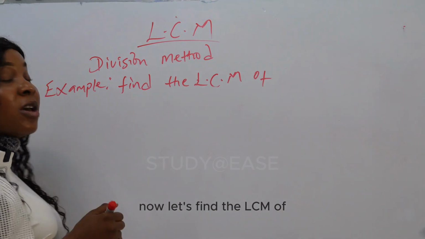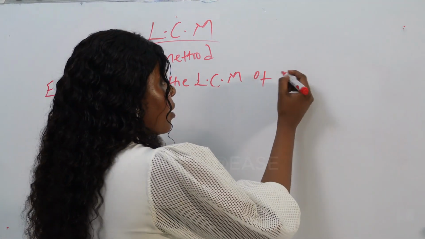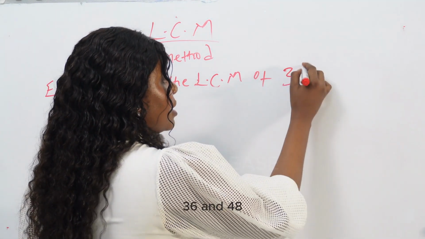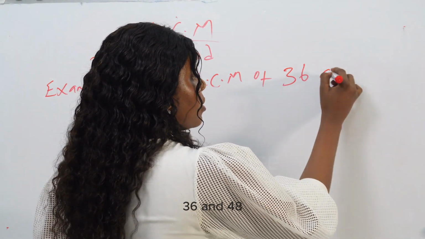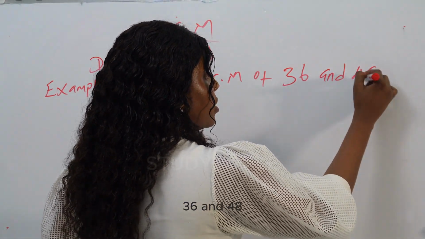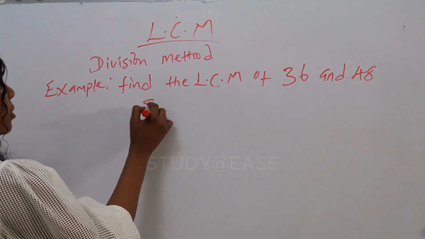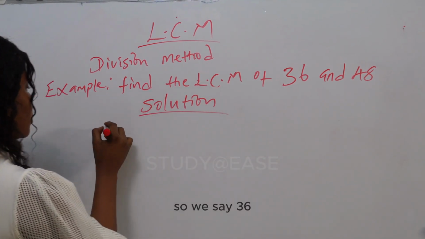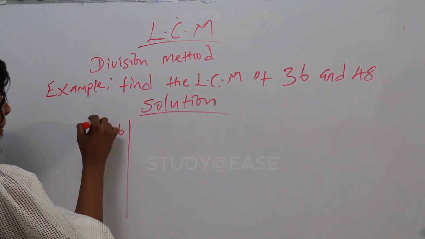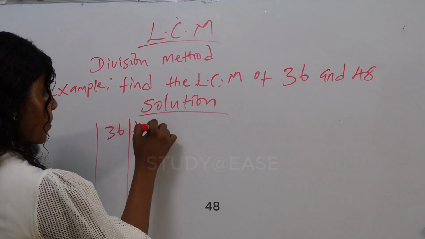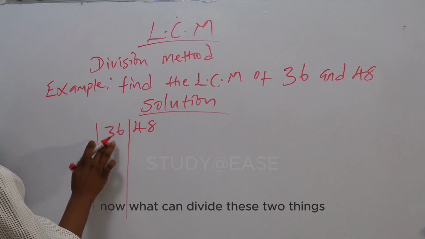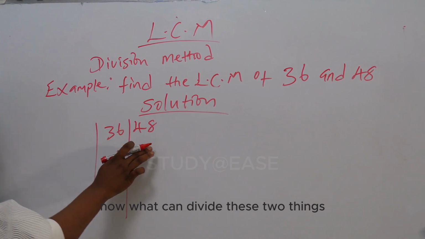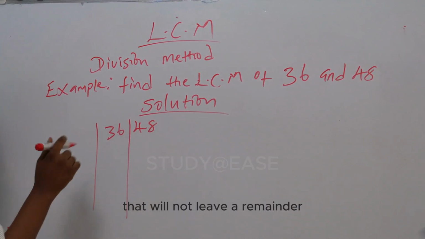Now let's find the LCM of 36 and 48. Solution. So we say 36, 48. Now, what can divide these two numbers that will not leave a remainder?